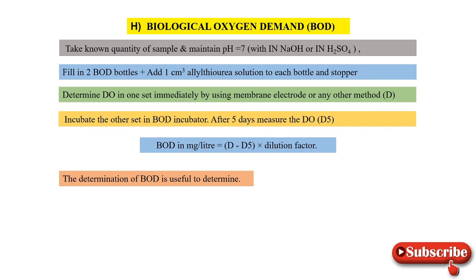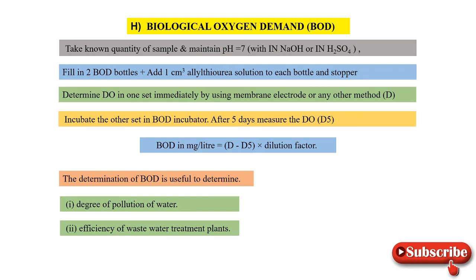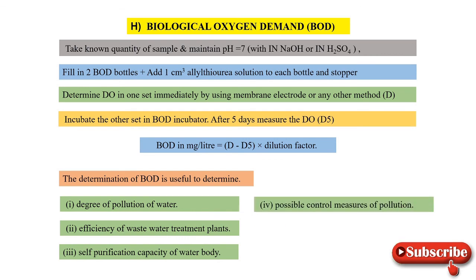So here the determination of BOD is useful, first, for the determination of degree of pollution in water. Second, it is also useful to determine the efficiency of wastewater treatment plants. Third, to determine the self purification capacity of a water body. Fourth, possible control measures of pollution, and last is the kind of organisms present in the water sample. So these are the uses of the determination of BOD values.